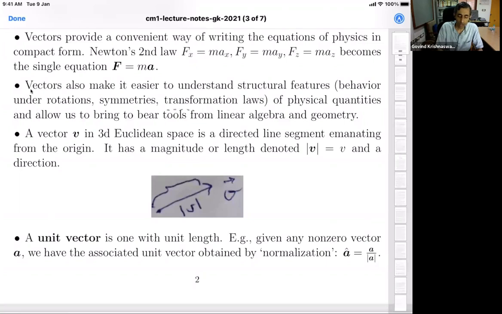And also transformation laws. I mean, how does Galileo's idea of transformation from one reference frame to another one that is moving uniformly, how do you think about such things? Vectors make it very convenient to formulate such questions and answer them. So the message is that vectors make it easier to understand structural features and reveal hidden features of equations which you would not otherwise notice.